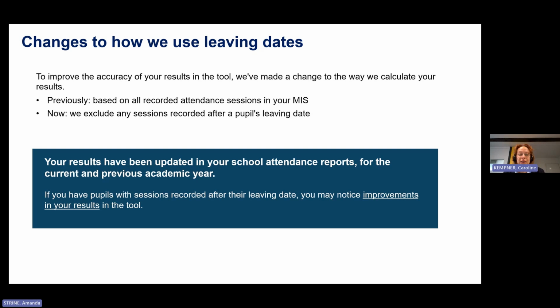So previously, before last week, we included attendance for all pupils who had recorded attendance sessions in your MIS, but that meant that pupils where you'd recorded a leaving date were showing. So what we have now done is we have excluded any sessions recorded after a pupil's leaving date. So that has been updated in your reports for the current year and for the previous academic year. So we hope that means you will see changes and improvements in the results that you see for your school on Monitor Your School Attendance.